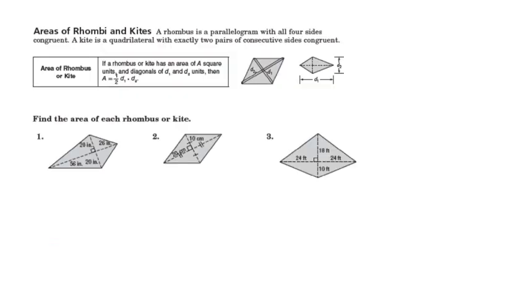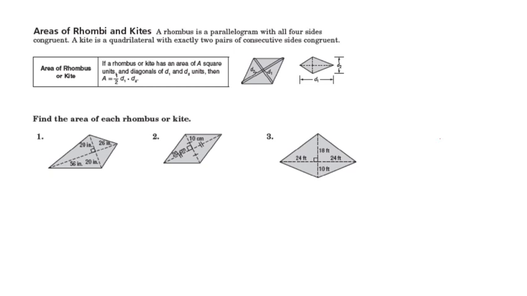Finally, we're going to talk about the areas of rhombi and kites. Rhombi is the plural of rhombus. So a rhombus is a parallelogram with 4 sides congruent. A kite is a quadrilateral with 2 sets of consecutive sides congruent. A rhombus is a type of kite. The area of those is 1/2 your 2 diagonals multiplied together. And a diagonal goes from one angle to another through the parallelogram, or the kite, or the rhombus.